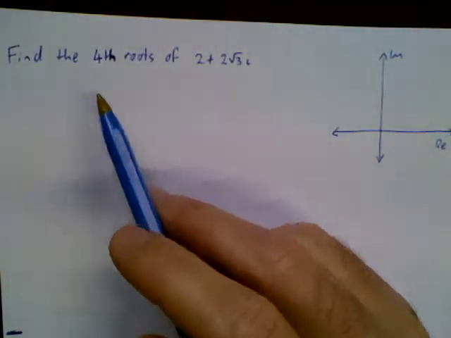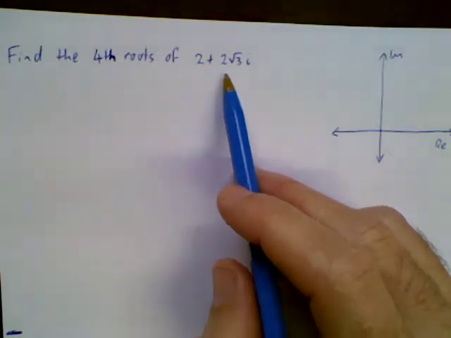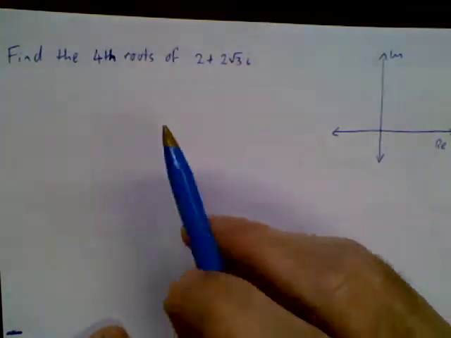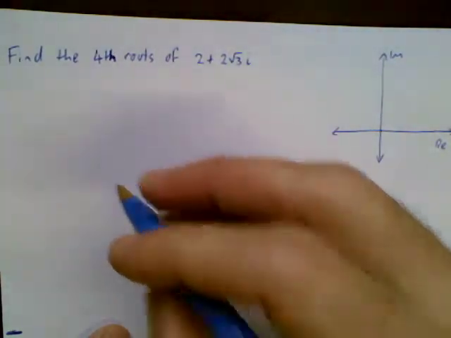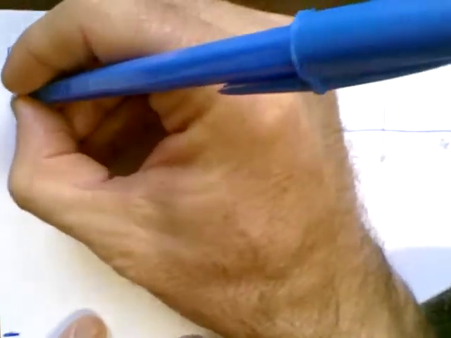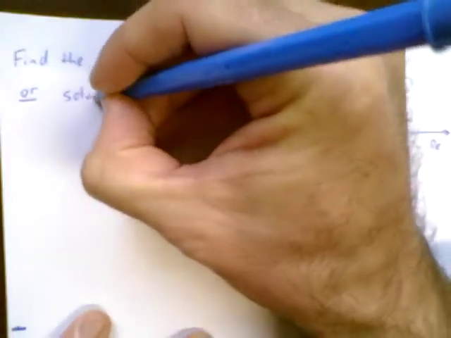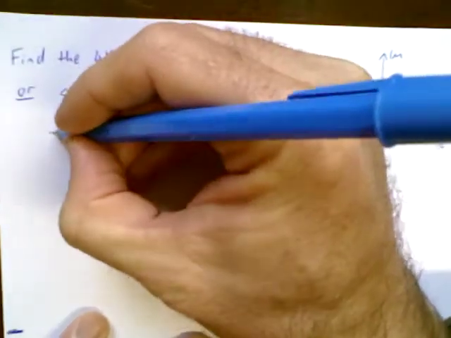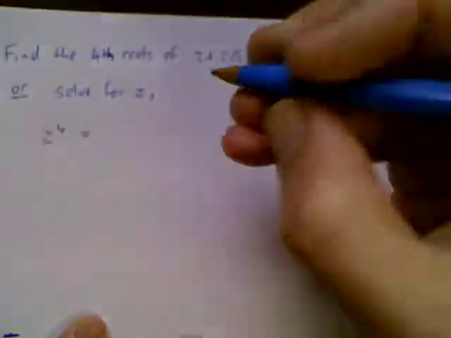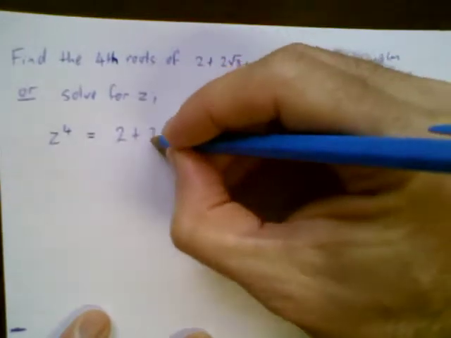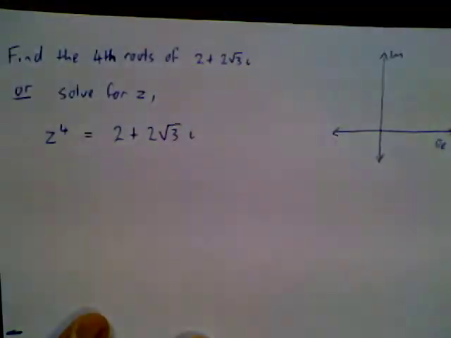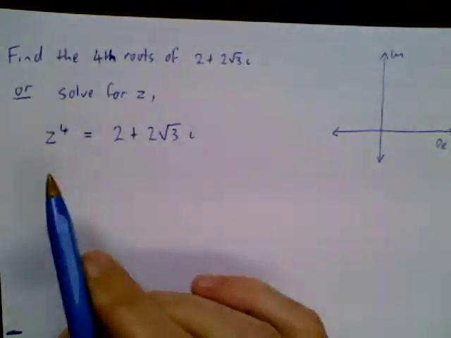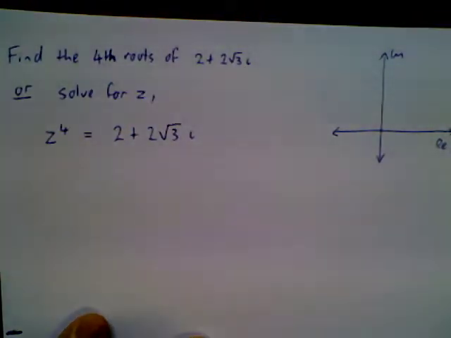Okay, we're going to have a go at finding the fourth roots of a complex number, 2 plus 2 root 3i, and we'll use de Moivre's theorem to do that. Now, another way of expressing this question is we could say solve for z, following equation. z to the fourth is equal to 2 plus 2 root 3i. Okay, so just two different ways of expressing the same thing, finding the fourth roots of this complex number or solving this complex equation here.